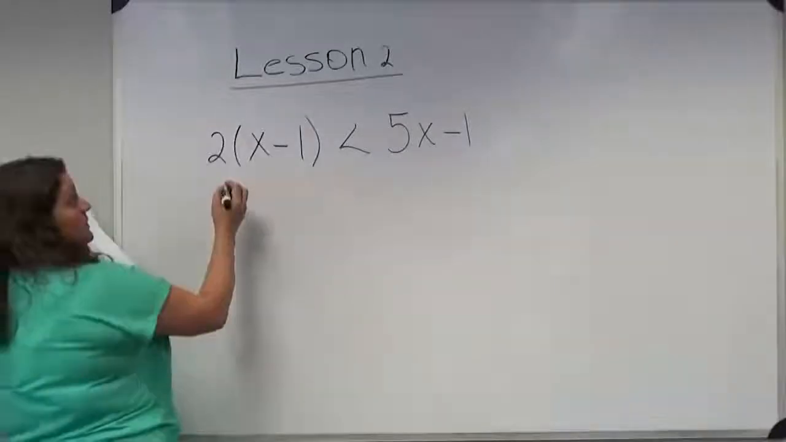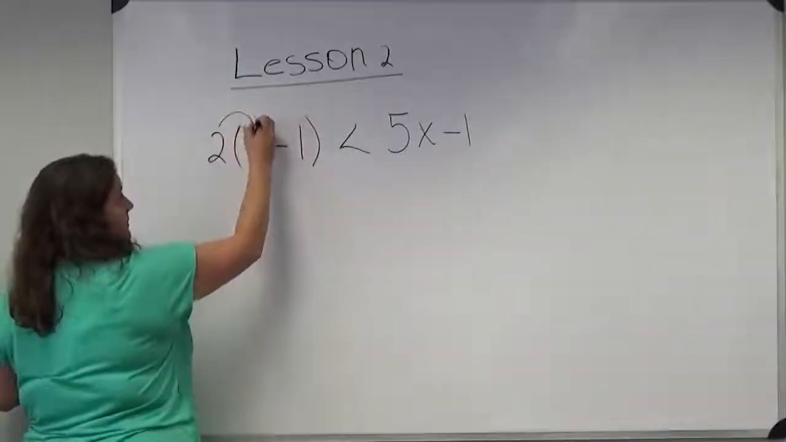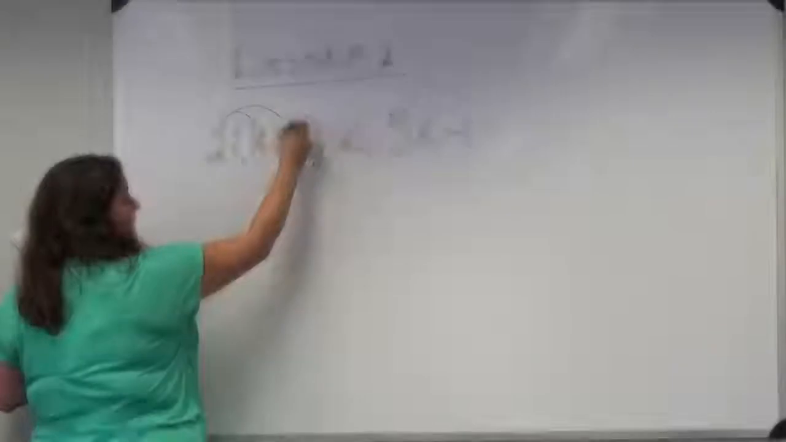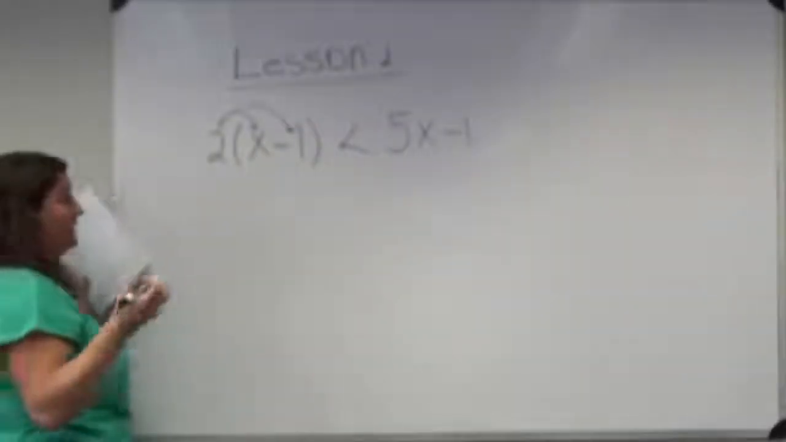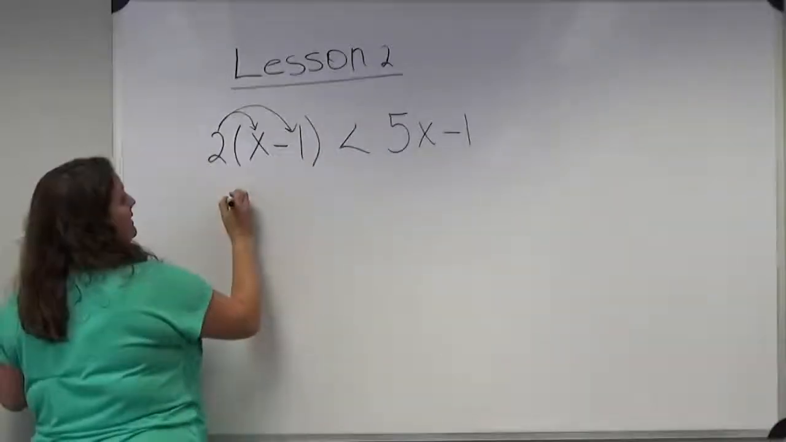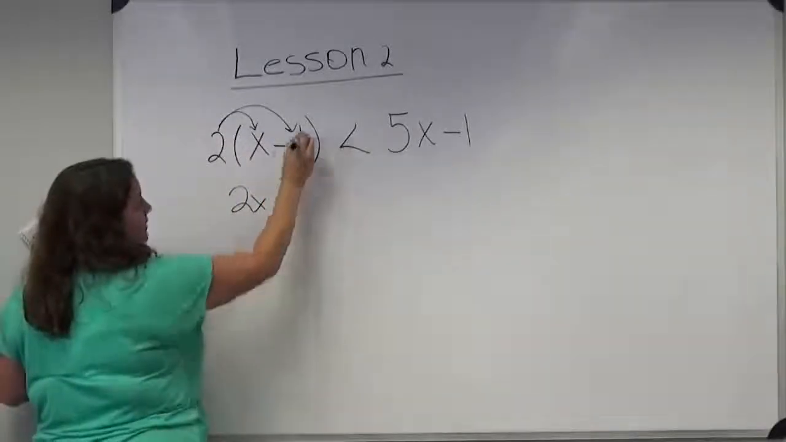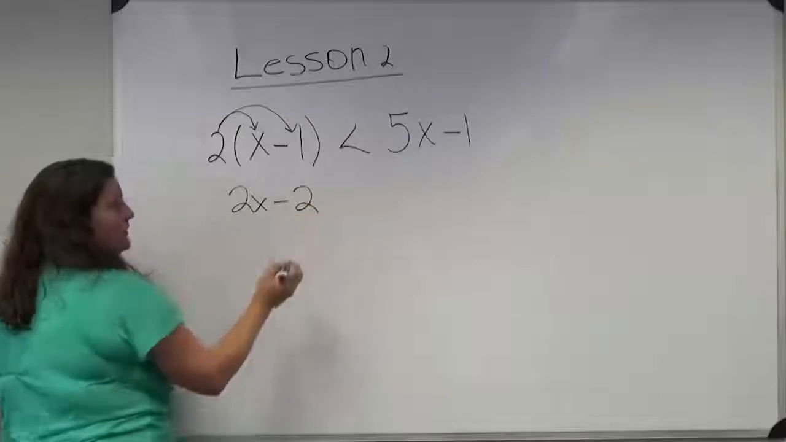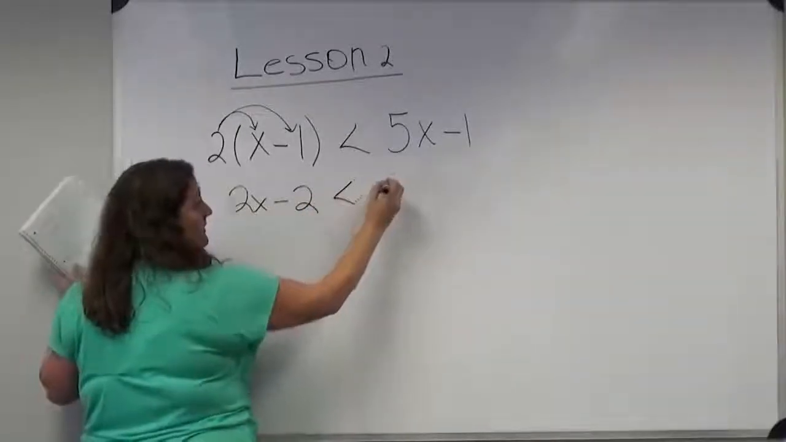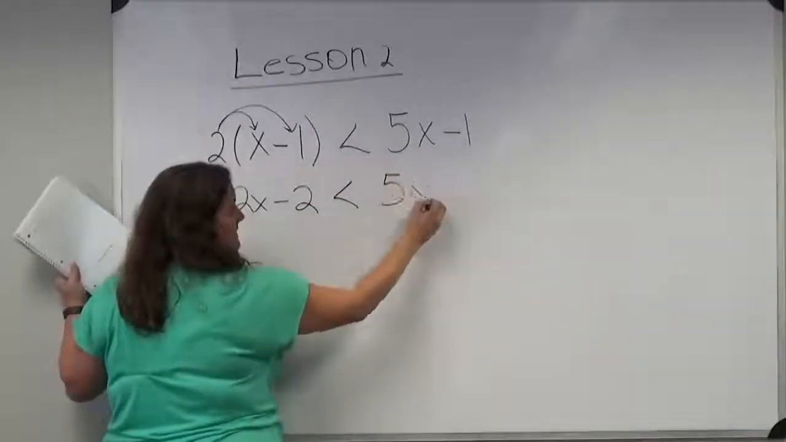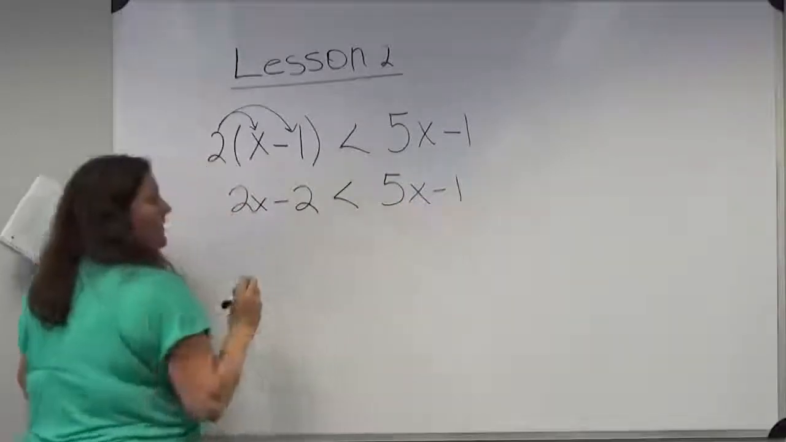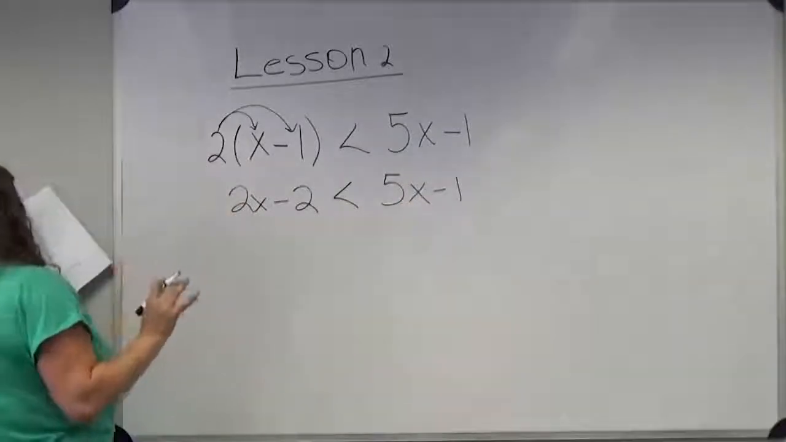So the first thing we need to do is get rid of our parentheses, and we do that by multiplying the value outside the parentheses into each value inside the parentheses. So that leaves us with 2x, because 2 times x is 2x, minus 1 times 2 is 2, is less than 5x minus 1. Now we want to get x to one side of the equation.